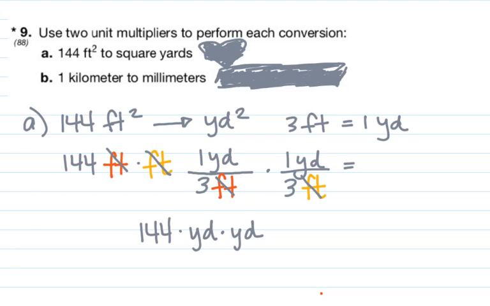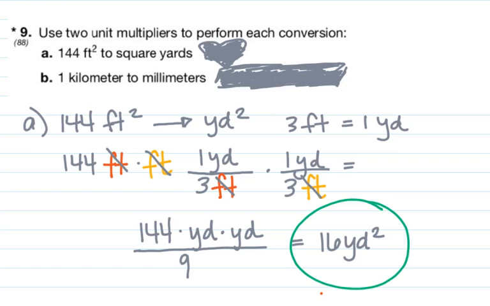times a yard all over 3 times 3, which is 9. Now 144 divided by 9 gives me 16, and I have a yards squared. That's my yards squared right there. So there is my final answer for A.